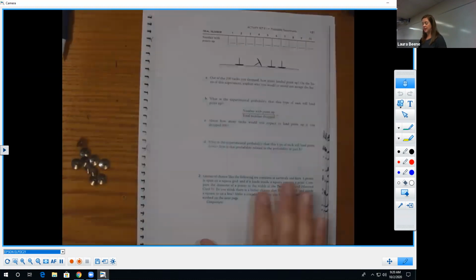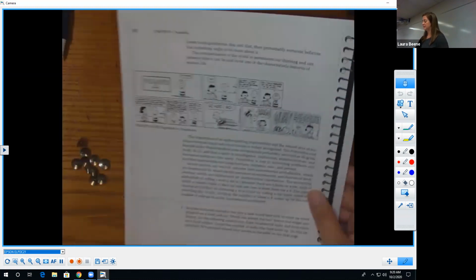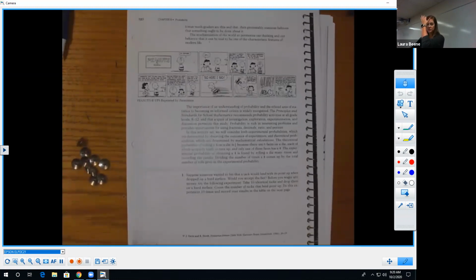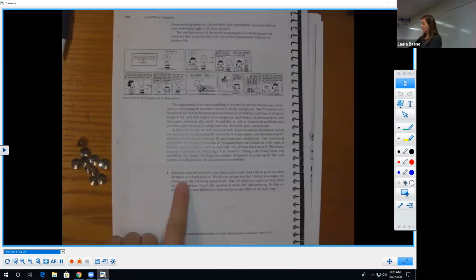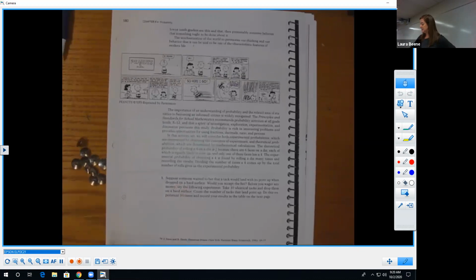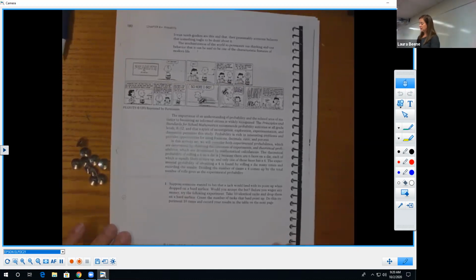Okay, so we're going to look at the second page, well, I guess it's the back of the first page, on this packet, and we're going to do a few different experiments to talk about probability. It says: suppose someone wanted to bet that a tack would land with its point up when dropped on a hard surface. Would you accept the bet? Before you wager any money, try the following experiments. Take 10 identical tacks and drop them on a hard surface. Count the number of tacks that land point up. Do this 10 times and record your results in the table on the next page.